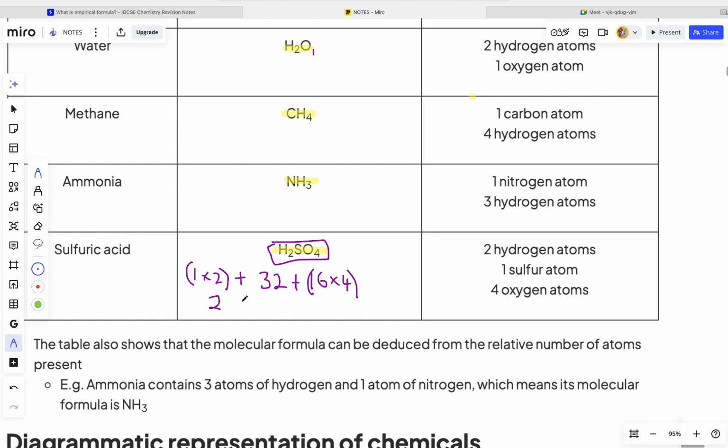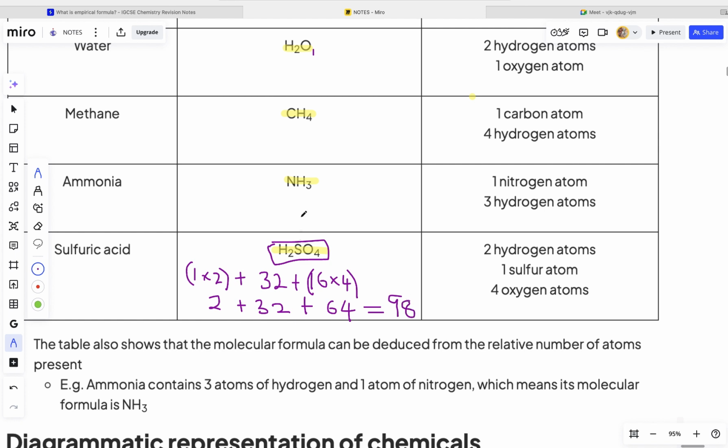Then we have 2 plus 32, which is 34, plus 64. We get 98, right? So the relative molecular mass for H2SO4 is 98.